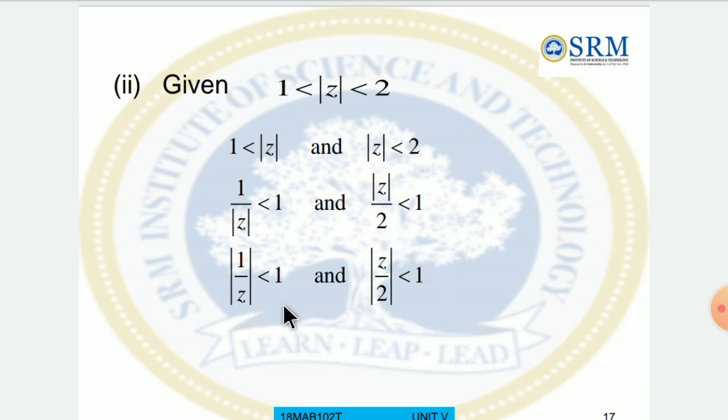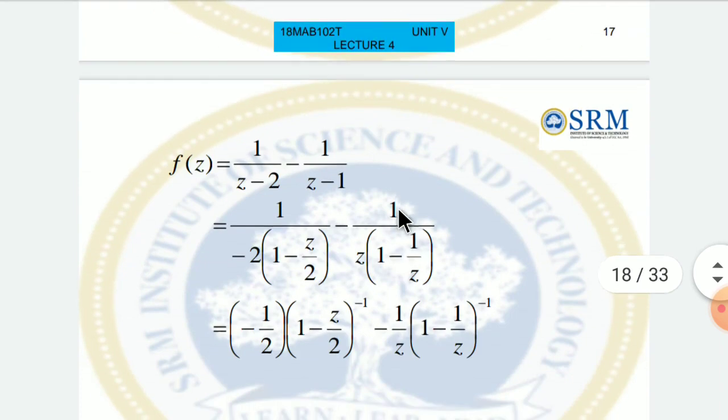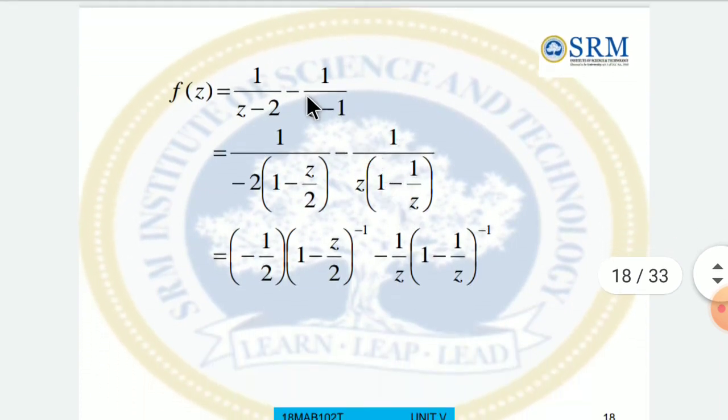So once we rearrange the given f of z in terms of 1 by z and z by 2, then apply the binomial expansion. That is the required Taylor series or Laurent series expansion. Let us see. This is the f of z, 1 by z minus 2 minus 1 by z minus 1. So here we have z by 2 as well as 1 by z.